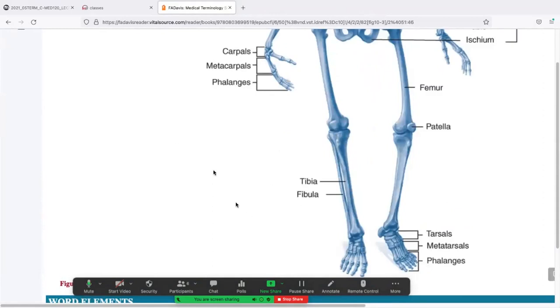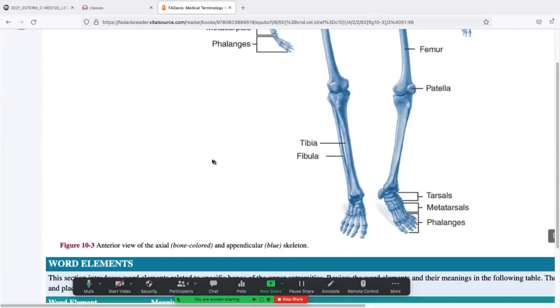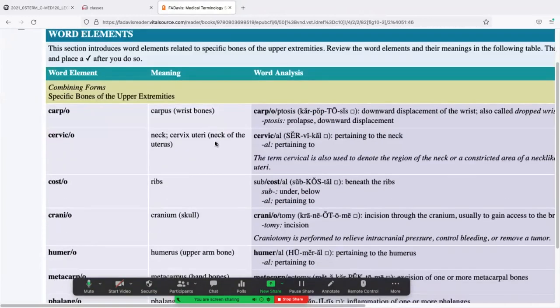Now, how can you tell phalanges in your fingers versus phalanges in your toes? The phalanges in your fingers are labeled upper extremity, and your toes are phalanges lower extremity.